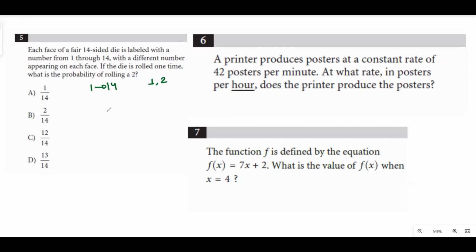So it is a very simple question. The total number of events in this particular case will come out to be 14 because the number can vary from 1 to 14. And if I talk about the favorable event, here my favorable event is 1 only. 1 means only one number I want out of these 14 numbers. So overall, I will say the probability of rolling a 2 is nothing but the favorable event divided by the total events, 1 by 14, which is option A.